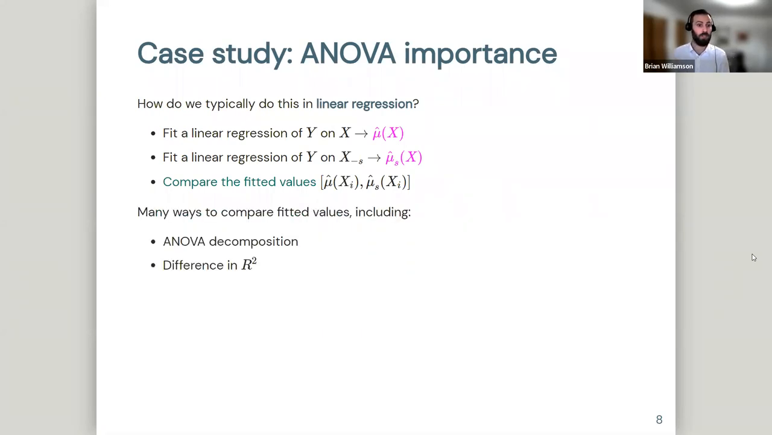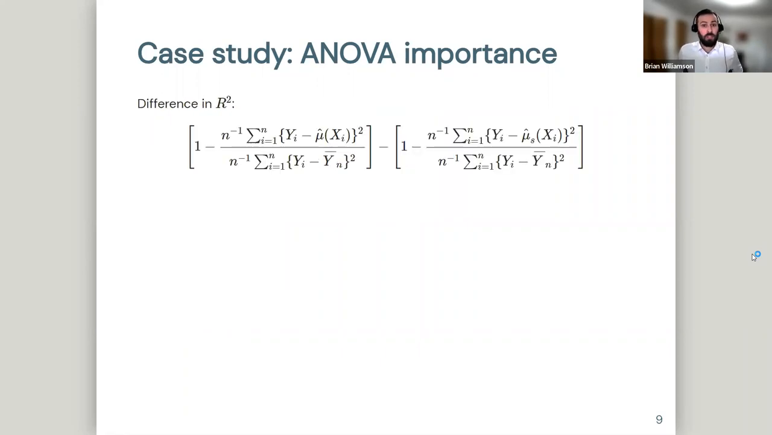I can do that in several ways. One way is using the ANOVA decomposition from classical linear models. The other way is to use a difference in R squared values. Specifically, for the difference in R squareds, it's a contrast in these two R squareds, where each R squared is defined as one minus the ratio of the empirical average of my outcome minus the prediction function squared, divided by the empirical variance. This gives me a summary measure, using these linear regression models, of how important the variables in S are.